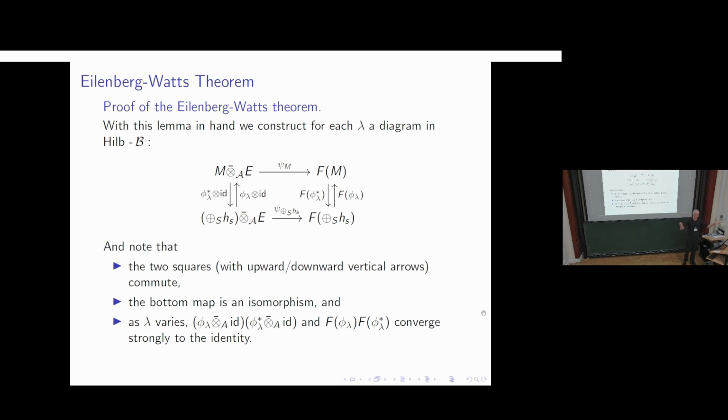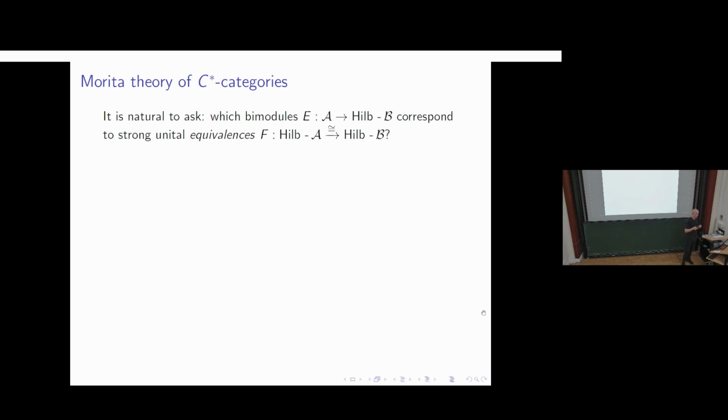This is the proof of the Eilenberg-Watts theorem over C-star categories. I don't have tons of time, so I'm just going to do this really quickly. So this is surjective, and we get an equivalence on all modules.